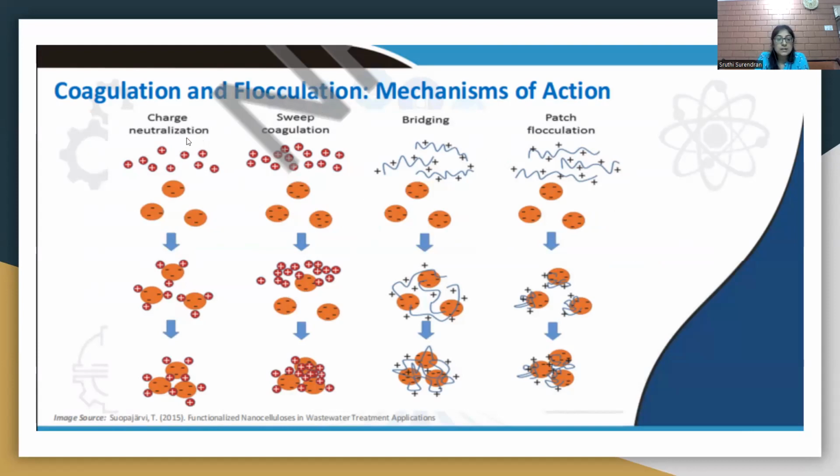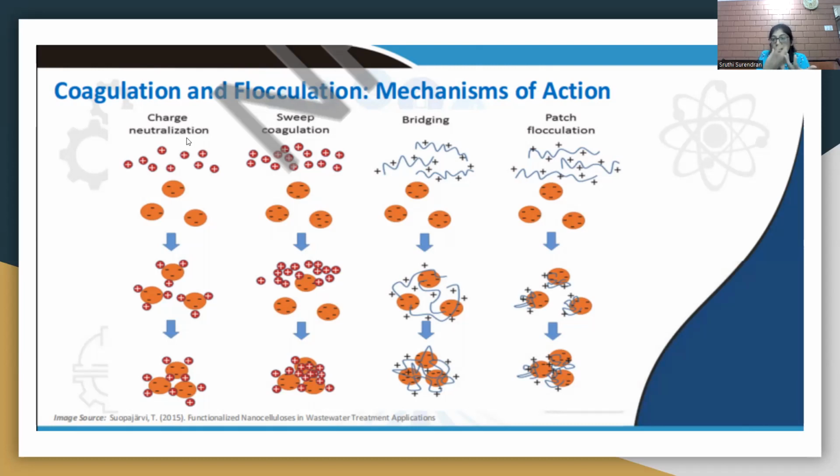So, charge neutralization is nothing but these colloidal particles are electrically charged, like I said earlier. So, what happens is when two colloidal particles are close to each other, they start repulsing each other. So the first process that has to happen is to bring the colloidal particles together. And in order to bring the colloidal particles together, it is necessary that we neutralize the charges of these particles so that they will come together.